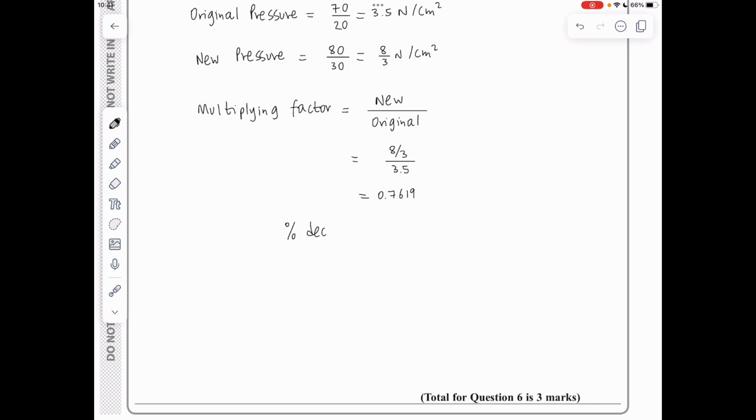So to find this, I will simply do 100% minus 76.19%, which leaves me with 23.81%. In other words, if I'm multiplying by 0.7619, it means that I'm only left with 76.19%, and the remaining 23.81% is the decrease. Well, we can see that this is greater than 20%, and hence we conclude that Helen is wrong.